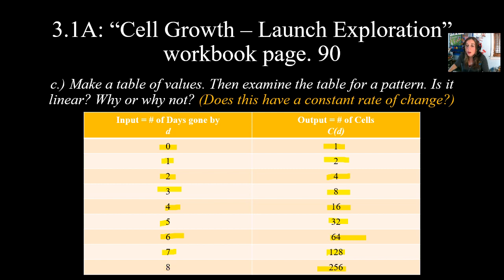Okay? So every day, each of our cells is splitting into two pieces. So now that we have our inputs and our outputs, we have this table of values. And you can go as many days as you want into it, but I stopped after 8. I thought this was enough data for me to really try and determine a pattern.